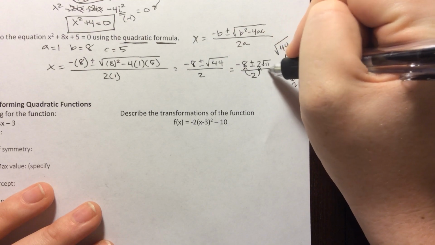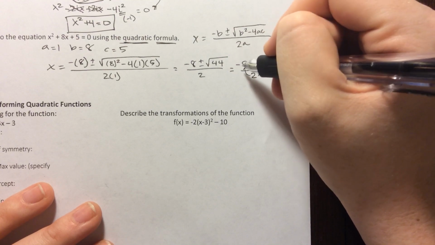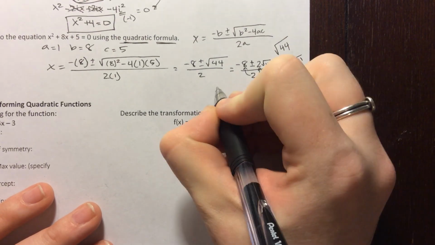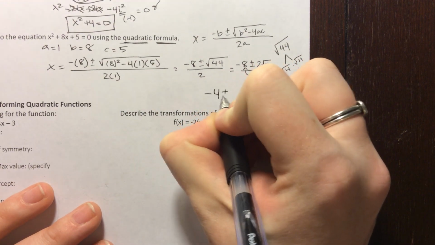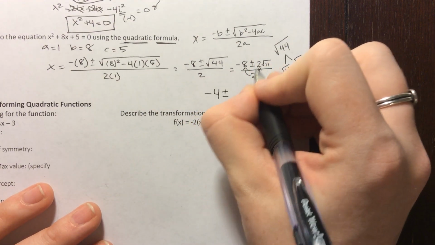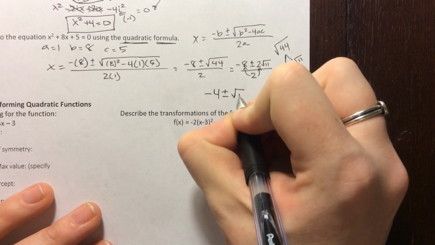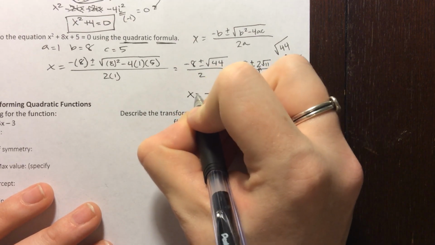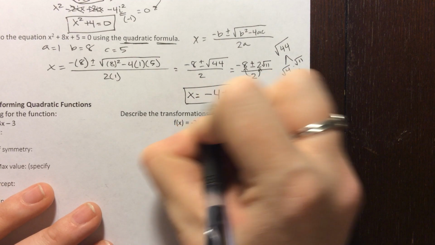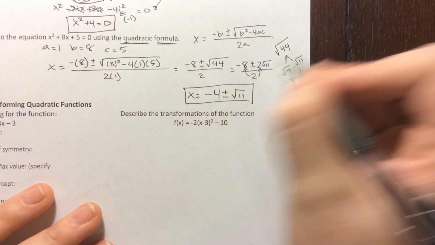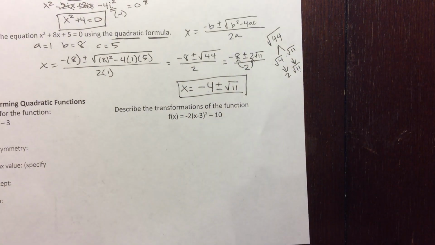Remember, you never divide into the square root. You only divide into the numbers in front. So negative 8 divided by 2 is negative 4. Then plus or minus 2 divided by 2 is 1. So 1 square root of 11, but you don't have to write 1. You can just write the square root of 11. That's your solution. X equals negative 4 plus or minus the square root of 11.